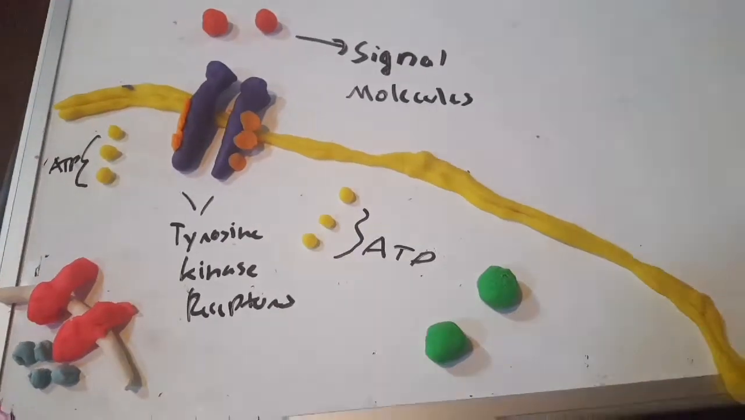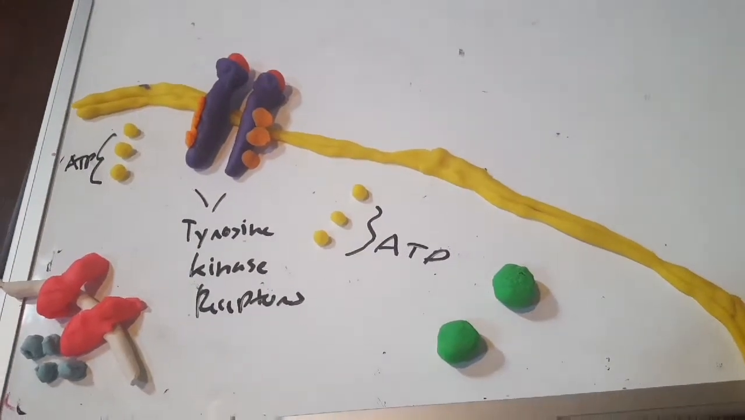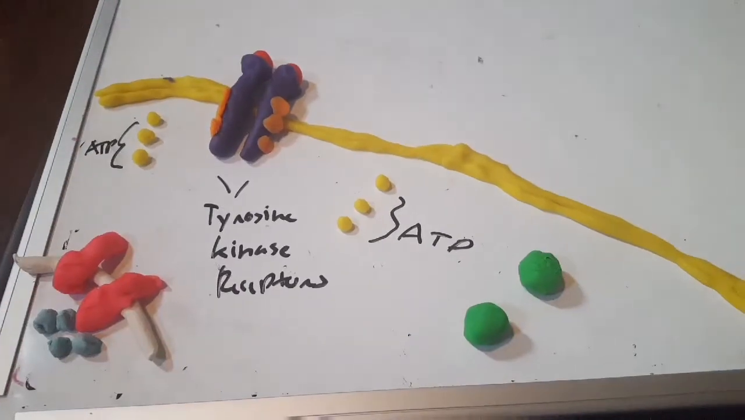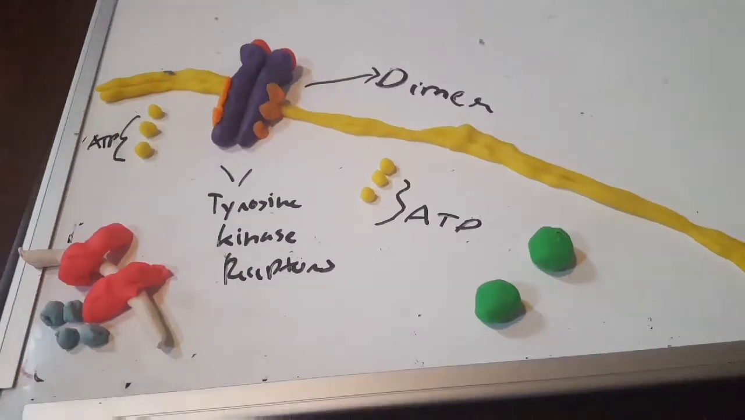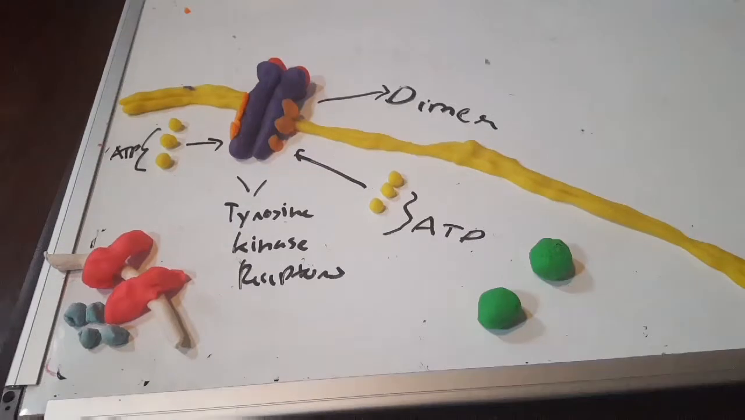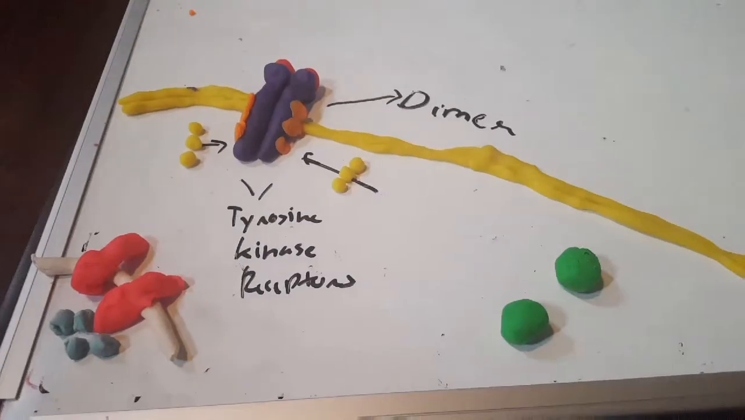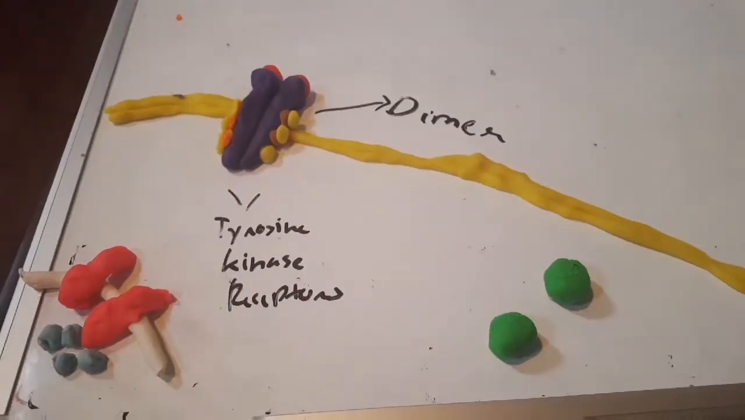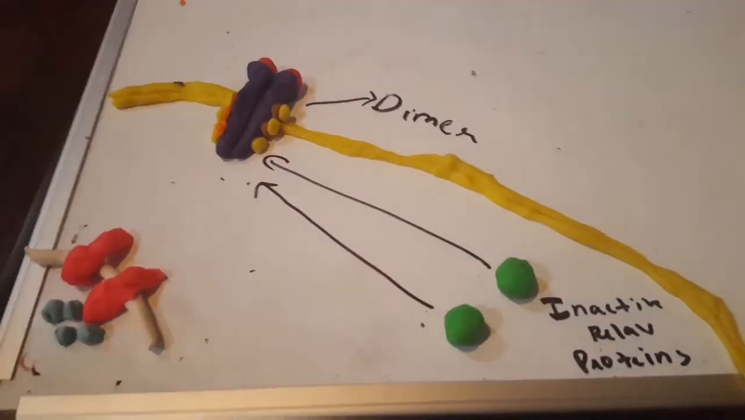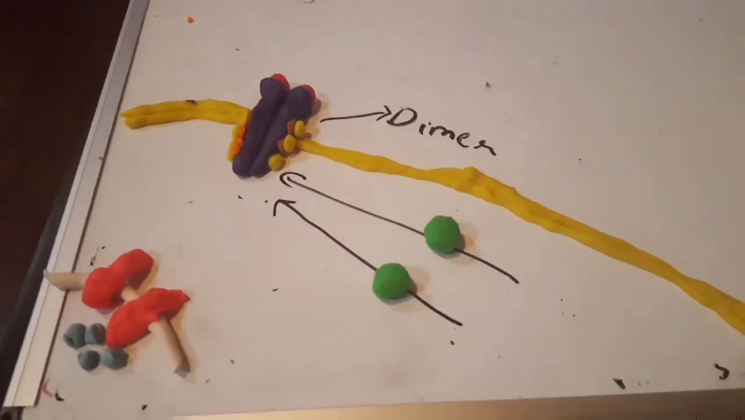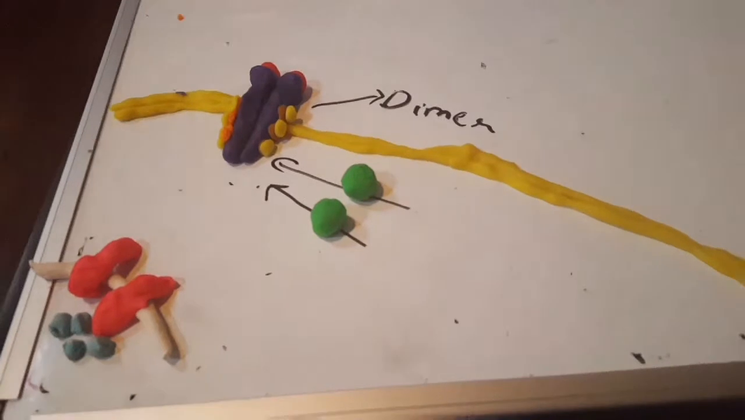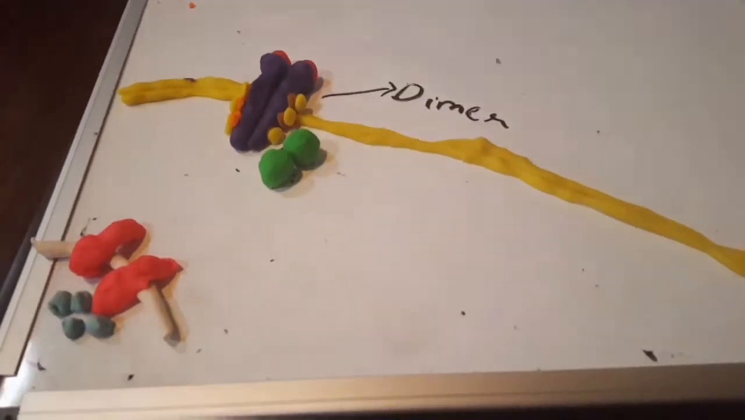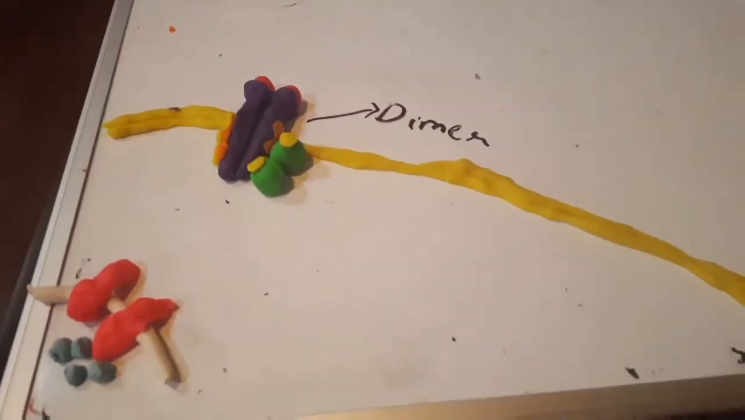Signaling molecules come and attach themselves to the tyrosine kinase receptors, which then come together to form a dimer. Then 6 ATP have a phosphate broken off them and put on all 6 of the tyrosines they activate. The inactive relay proteins below then are activated and go and pick up the phosphates which are attached to the dimer.